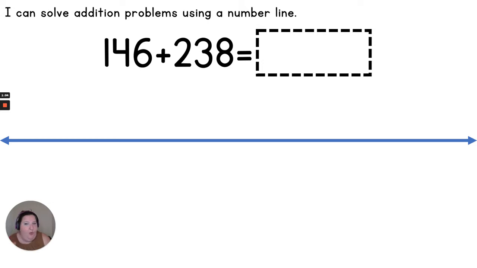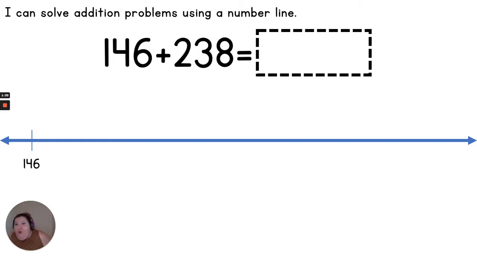I'm going to start with 146, but please know, scholars, that you can start with 238. Remember, in addition, order does not matter because you are taking two different quantities and putting them together to find the sum. I just chose to start with 146 because that's the beginning of the problem. So I'm going to go ahead and put 146 on my number line.